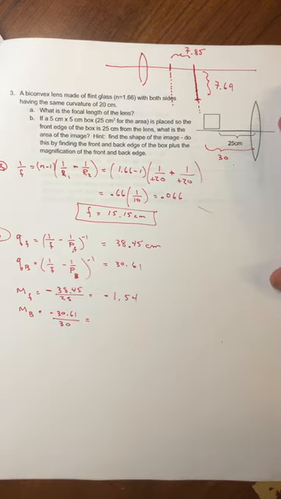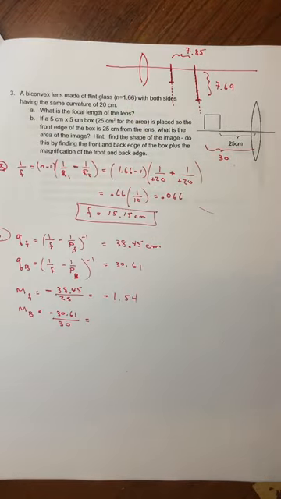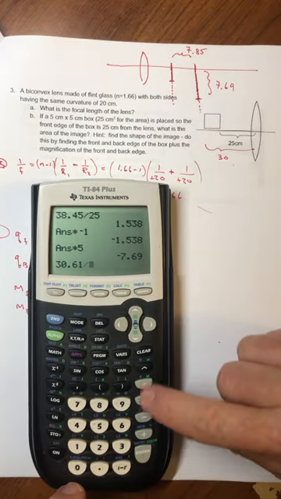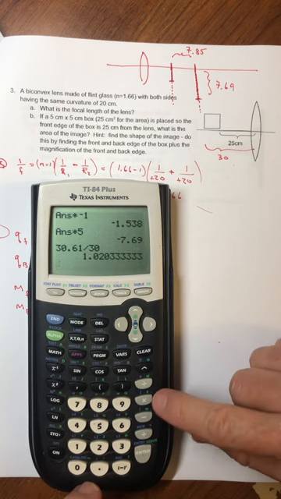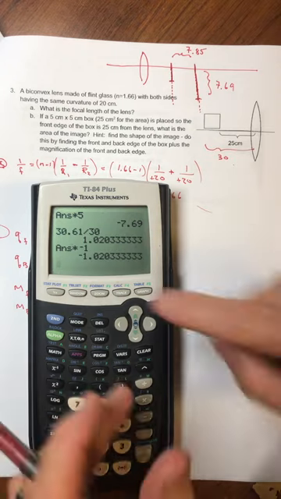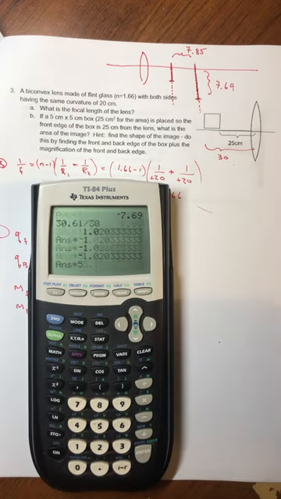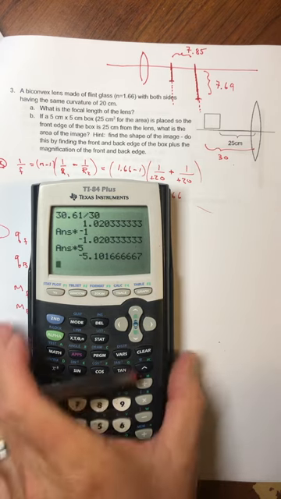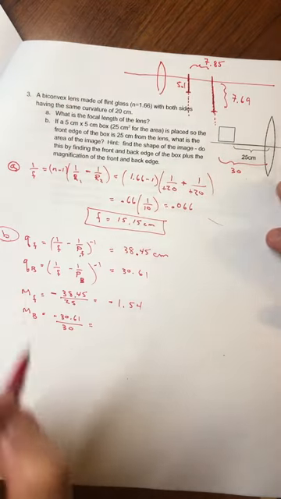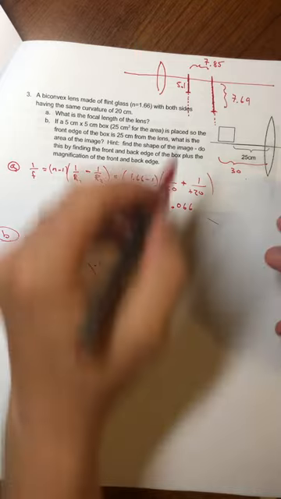So this back edge right here is going to be nearly a 5. Maybe I'll get it a little more accurately. So 30.61 divided by the 30. Oh, and let me not forget the negative. So it's going to invert it. And look at the magnification. I mean, it is a little bit bigger. It's 2% bigger. So if I multiply it by the original 5, we're looking at a 5.1. So this is like a 5.1 going down. Negative 1.02 for the magnification.